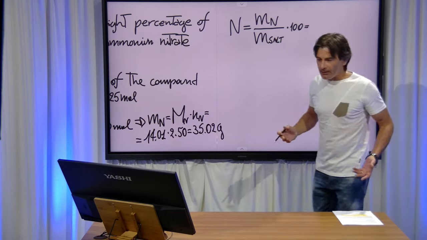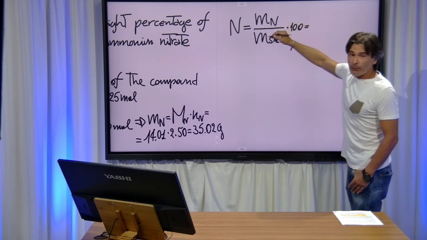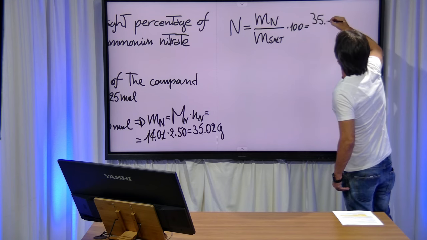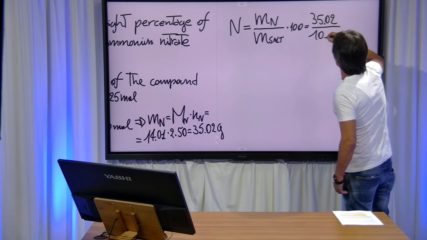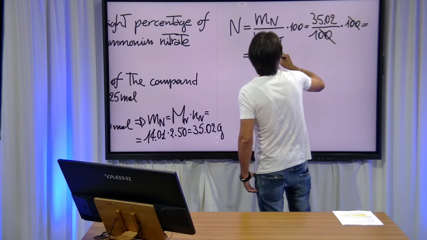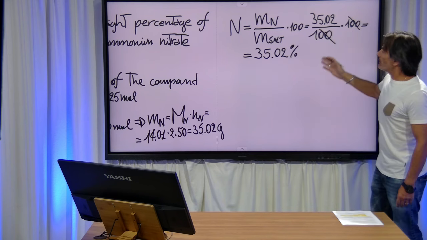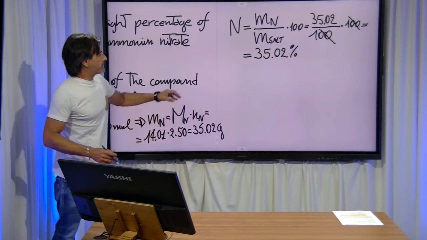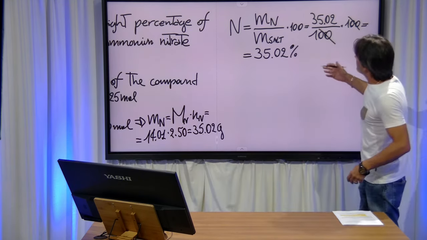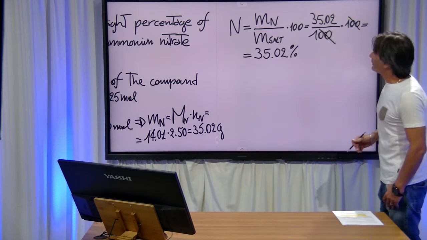This is the reason we used 100 as a base of the calculation. So 35.02 divided by 100 multiplied by 100 equal to 35.02% by weight. And so with these few passages, we have given the result of the exercise as the text requested.